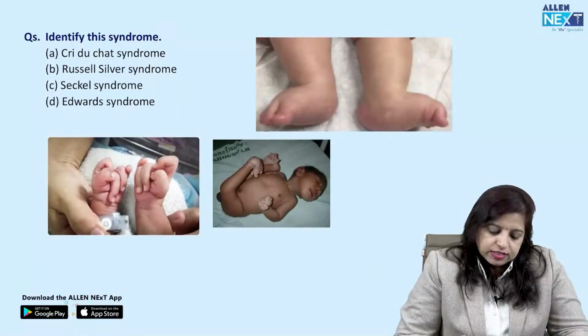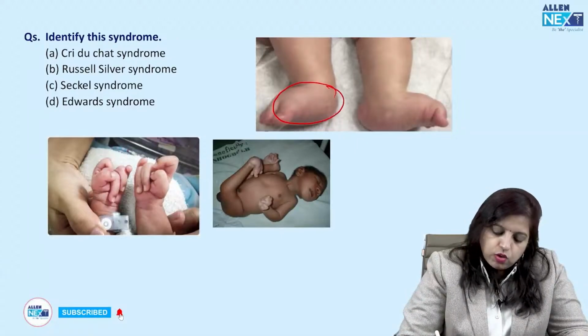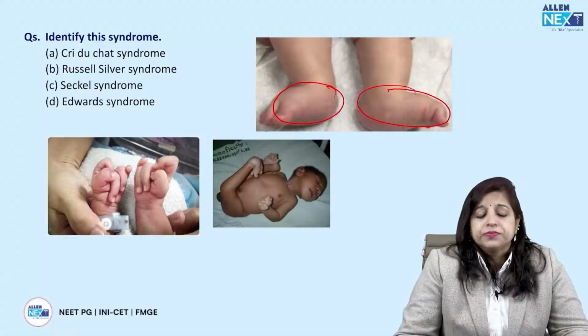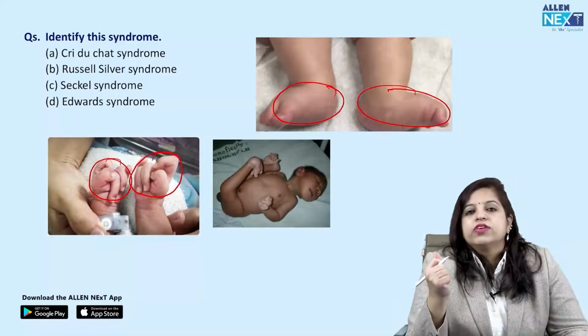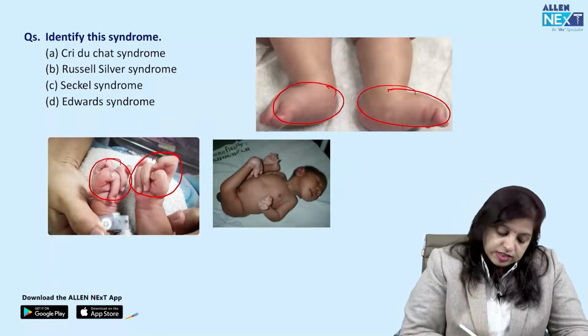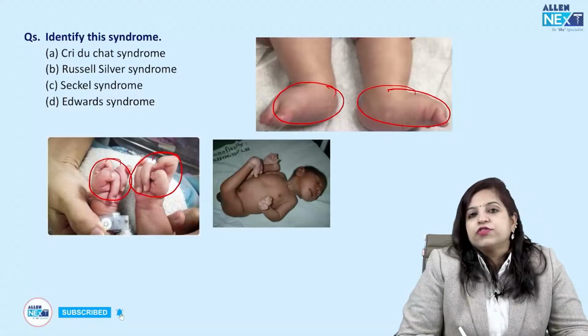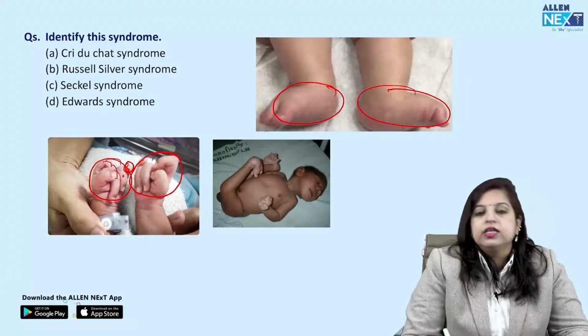Then identify this syndrome. So what are we seeing over here? What we are seeing over here is a rocker bottom feet, right? And what we are seeing apart from this is the closed fists. Can you see the closed fists? Fist means muthi bana rakhi hai with index finger overlapping the third finger and the fifth digit. The fifth digit is overlapping the fourth digit, and the second digit is overlapping the third digit.